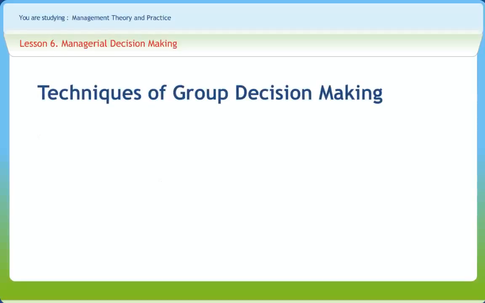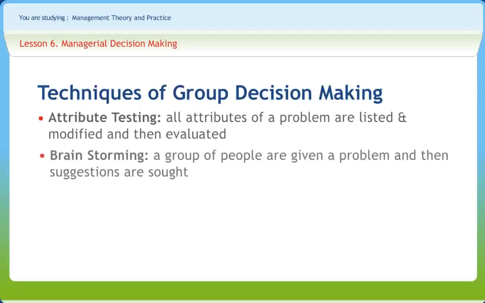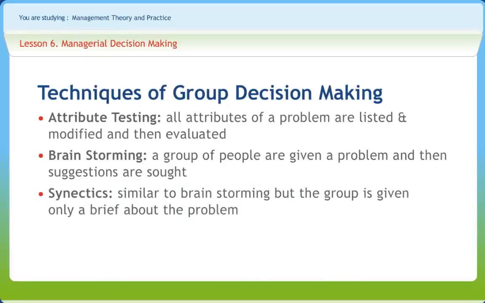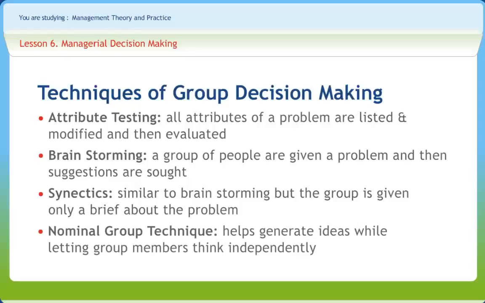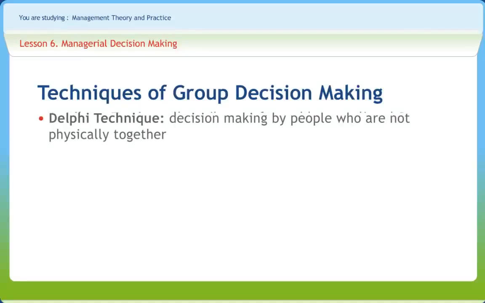Group decision making comprises various techniques like attribute testing, where all attributes of a problem are listed and modified and then evaluated. Brainstorming, where a group of people face a problem and seek suggestions. Synectics, which is similar to brainstorming, but the group is given only a brief about the problem. Nominal group technique, which helps generate ideas while letting group members think independently. And Delphi technique, which facilitates decision making by people who are not physically together.